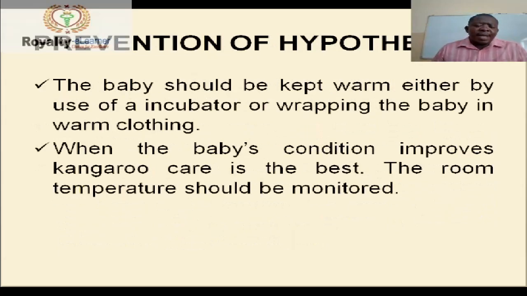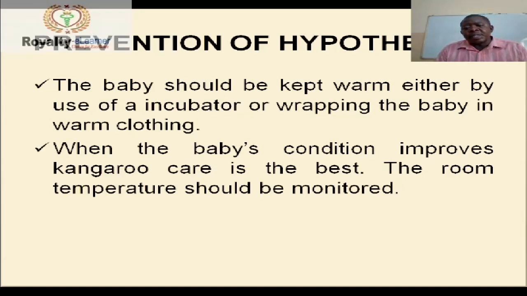Okay, so in the other lesson, we looked at hypoglycemia and hypothermia. So now you can always watch that lesson that we've already recorded and posted on how you can prevent hypothermia. But otherwise, some of the points to note here is that the baby should be kept warm either by use of incubator or wrapping the baby in warm clothing. So when the baby's condition improves, kangaroo care is the best.